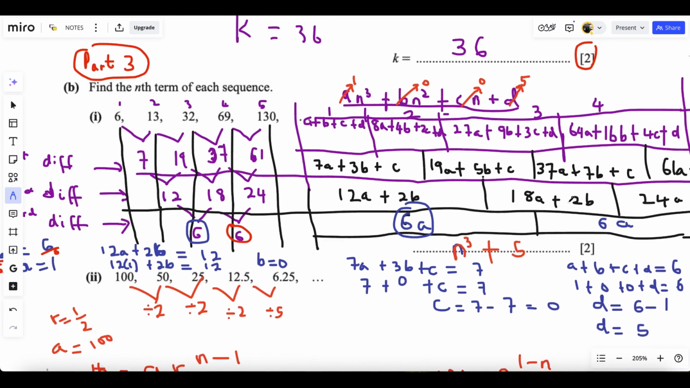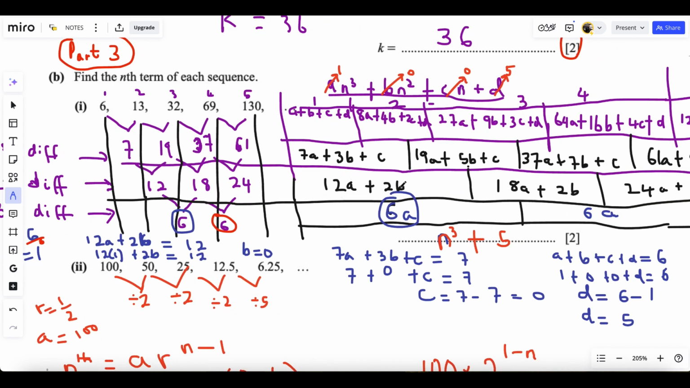Once you get a equal to 1, we come to this place now and equate it to this place, same position to same position. 12a, a is 1, so 12 times 1 is 12, plus 2b equal to 12, which is what we did here: 12a plus 2b equal to 12. You found a is 1, so 12 times 1 plus 2b equal to 12. You move this 12 to this side, it becomes 12 minus 12, 0. 2b equal to 0. Divide both sides by 2, b equal to 0. That's how we got b equal to 0.